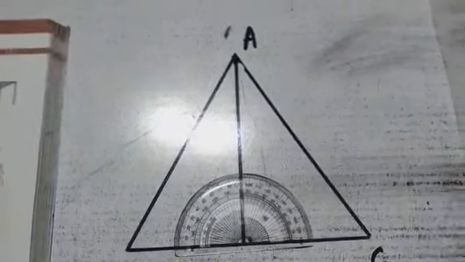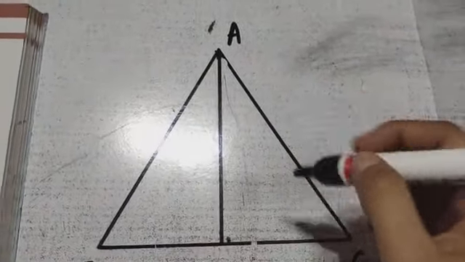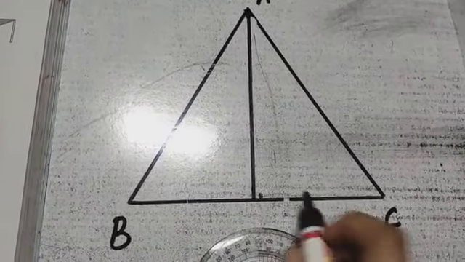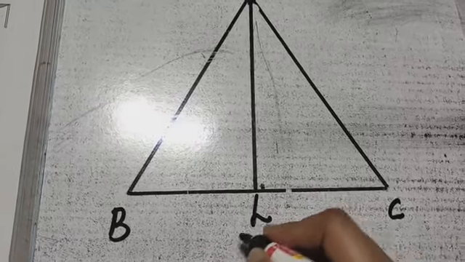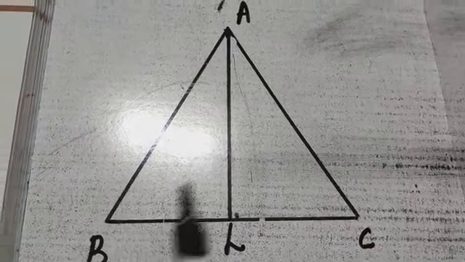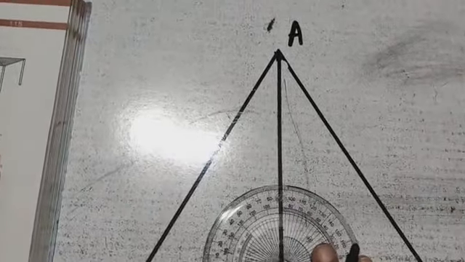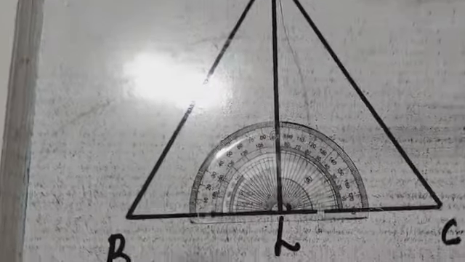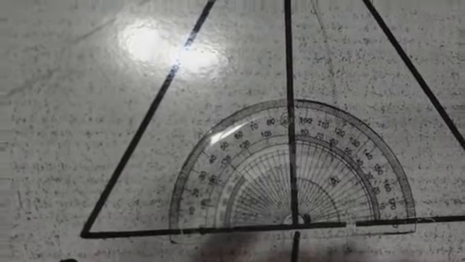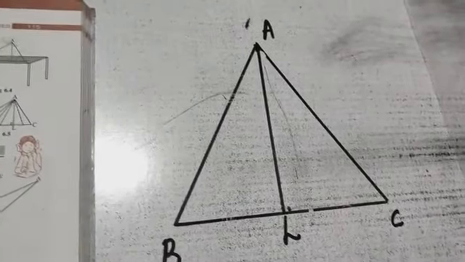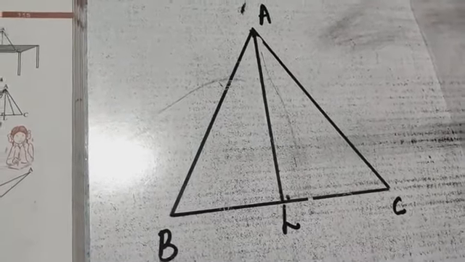So now you can see, this is the line which we have drawn from A to BC, and let us take this point as L, and this is perpendicular. How will we check whether this is perpendicular or not? We'll place this D over here. We can see it is 90 degrees, right? So this line is the altitude of this triangle ABC. So one altitude is AL.